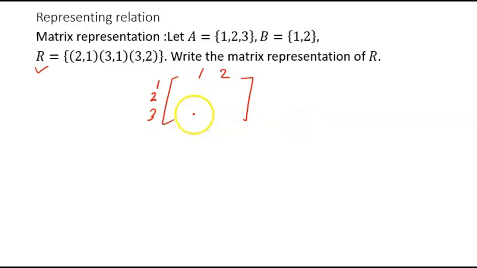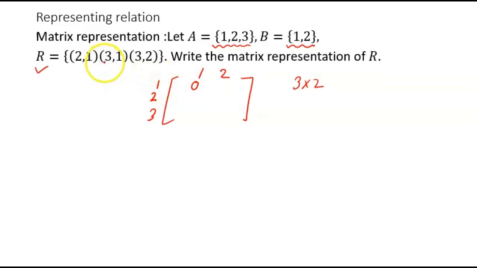So actually this is a 3 row and 2 column matrix. So this will be a 3 cross 2 matrix. Why will it be a 3 cross 2 matrix? Because the number of elements in A is 3 and the number of elements in B is 2. Now the first position, meaning the first row and first column, corresponds to the 1 1 entry. But in this relation we don't have the element 1 1, so I am going to place a 0.